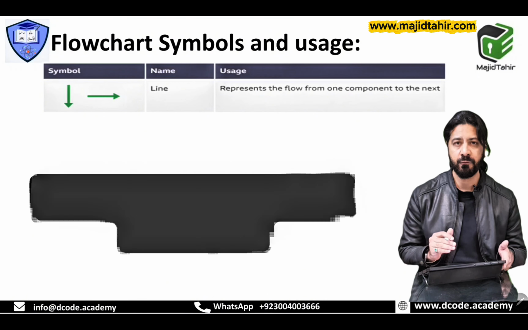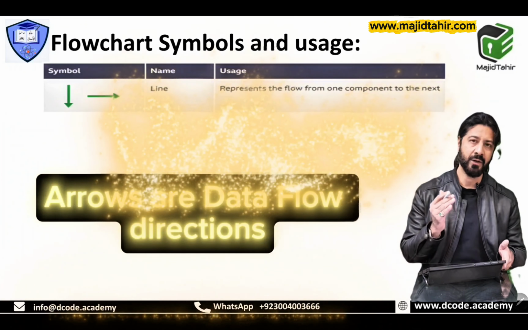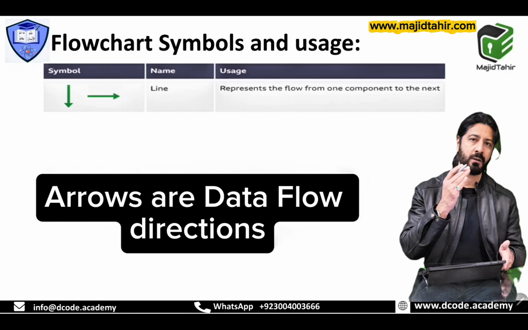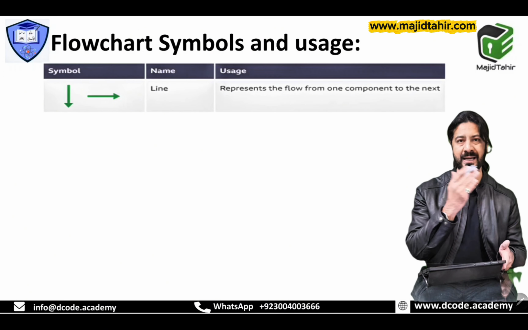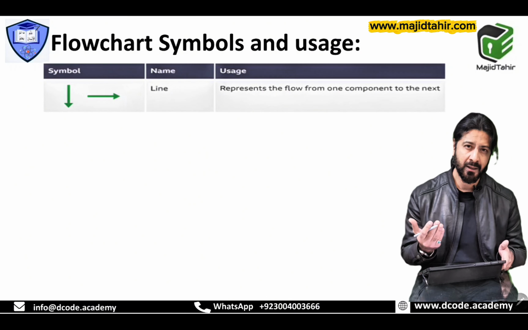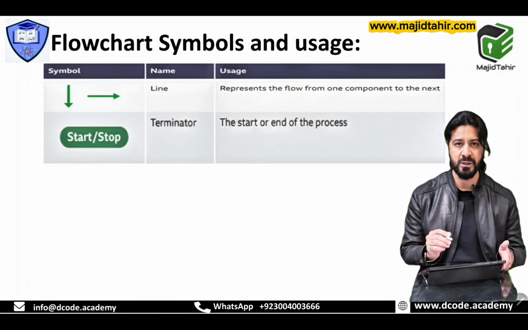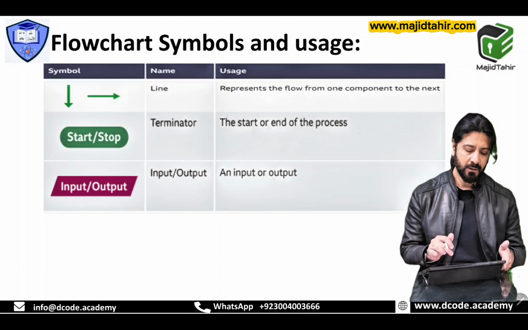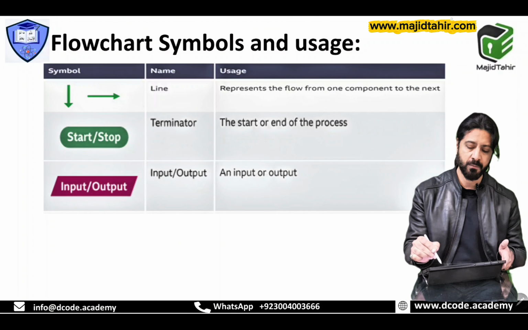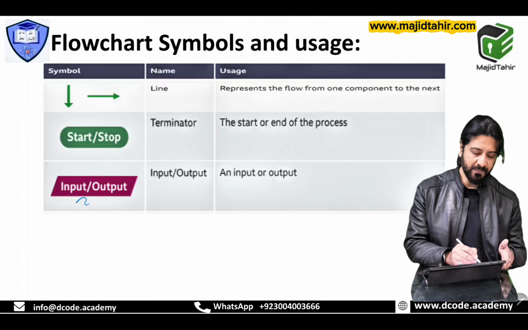First we have flow lines. These are arrows that tell you the flow of data from one side to another side. We will see these arrow lines or flow lines when we see the flowcharts. Then we have a terminator symbol, which is start or stop. Then we have input symbol or output symbol, which is the parallelogram over here. If you see, the same symbol is used for input and the same symbol is used for the output.